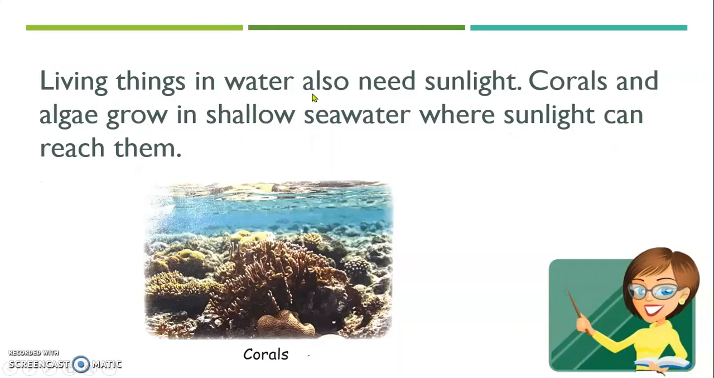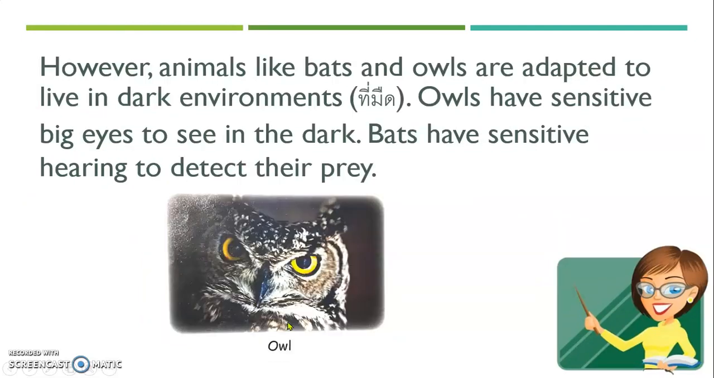Living things in water also need sunlight. Corals and algae grow in shallow seawater where sunlight can reach them. However, animals like bats and owls are adapted to live in dark environments. Owls have sensitive big eyes to see in the dark. Bats have sensitive hearing to detect their prey.